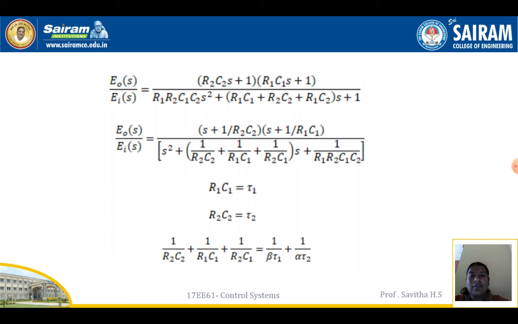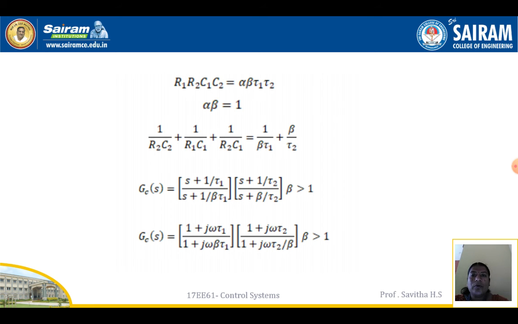We will represent R1 C1 as tau 1 and R2 C2 as tau 2. So 1 by R2 C2 plus 1 by R1 C1 plus 1 by R2 C1 is equal to 1 by beta tau 1 plus 1 by alpha tau 2. So R1, R2, C1, C2 are equal to alpha, beta, tau 1, tau 2, where alpha beta is equal to 1. Therefore, 1 by R2 C2 plus 1 by R1 C1 plus 1 by R2 C1 is equal to 1 by beta tau 1 plus beta tau 2. GC of S is equal to (1 plus S tau 1) divided by (1 plus beta S tau 1) into (1 plus S tau 2) divided by (1 plus S tau 2 by beta), where beta is greater than 1.